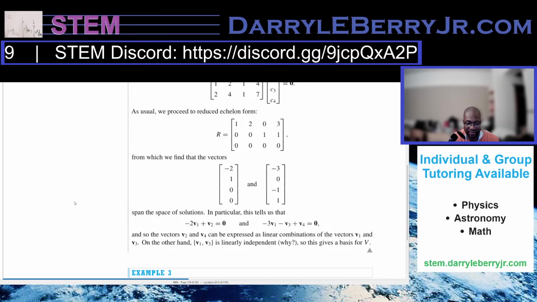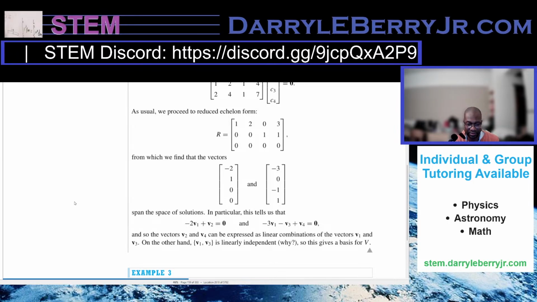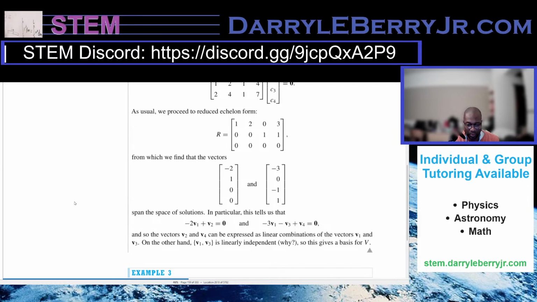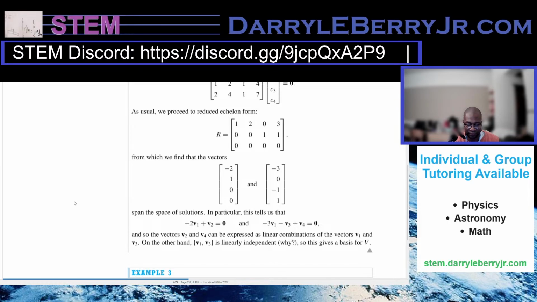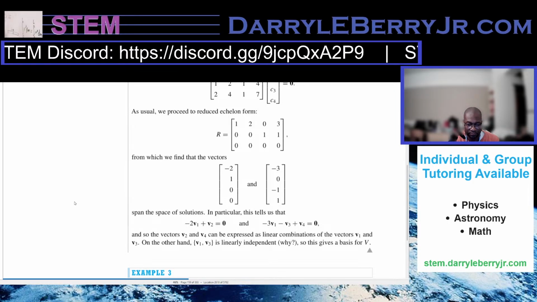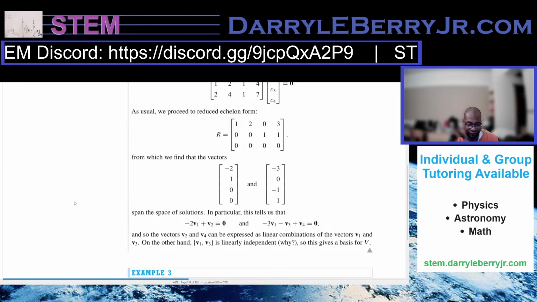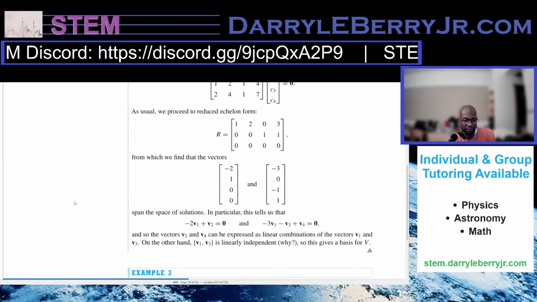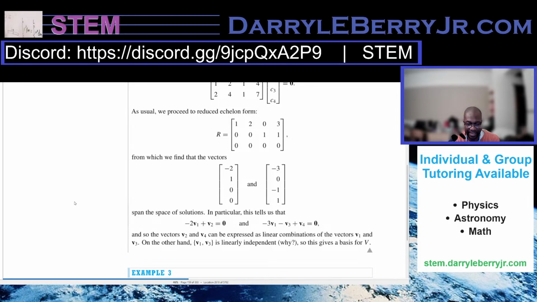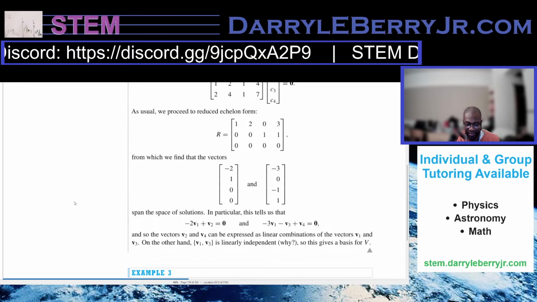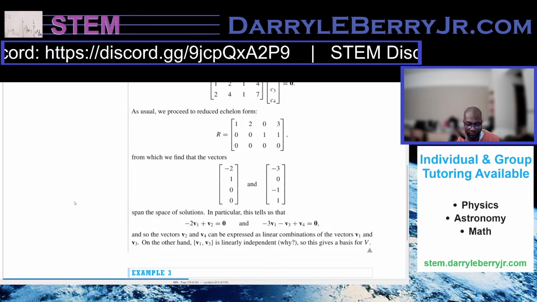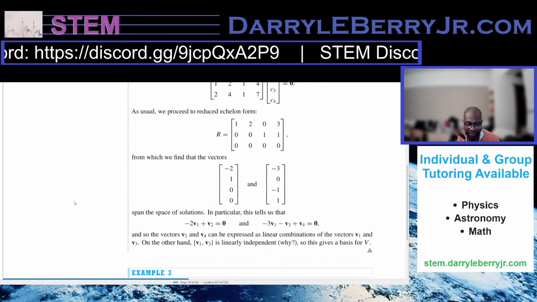So V1 has a pivot, it's independent. V3 has a pivot, it's independent. But you can make one vector basically out of V2 and V4. Because if I make V1 one half V2, and I can put that into the V1, and V4 is dependent on those, but it's its own vector.